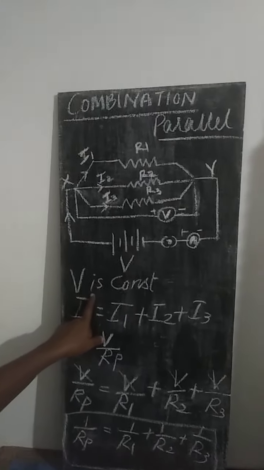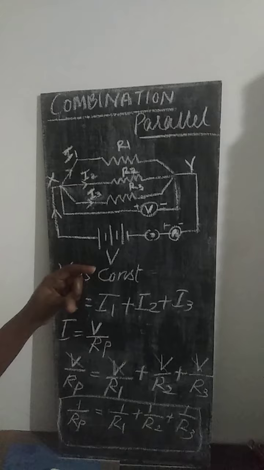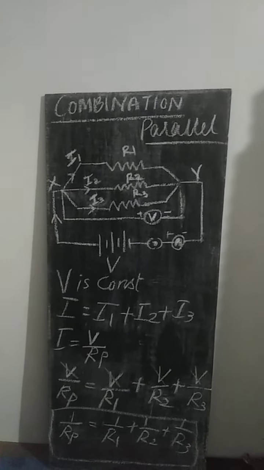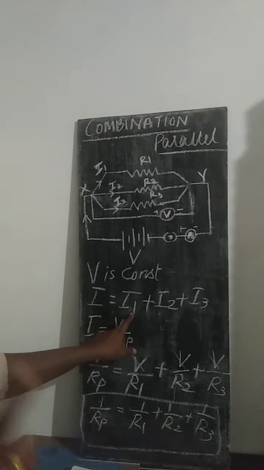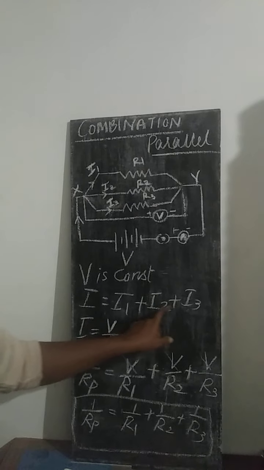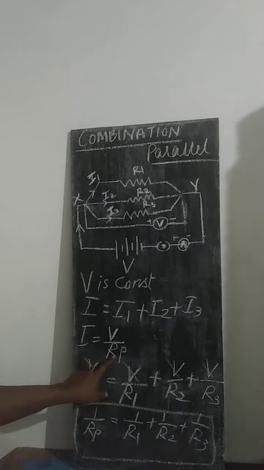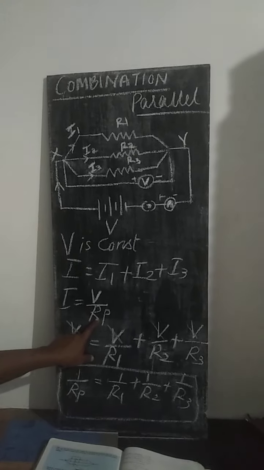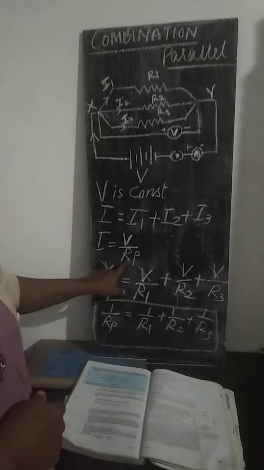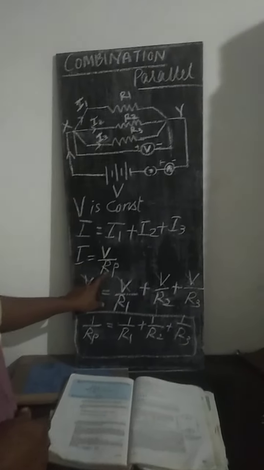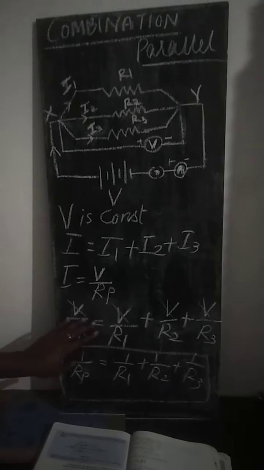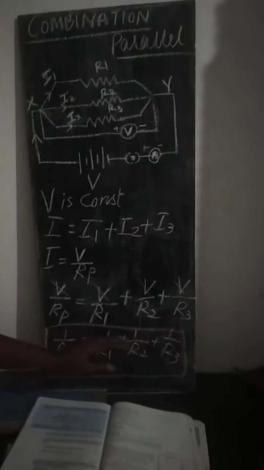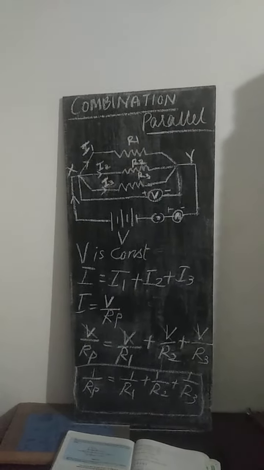So V will be common because we are applying PD across the resistances R1, R2 and R3. They are connected parallelly. So V is constant. I is not a constant because there are 3 branches for the current flow. So I1 plus I2 plus I3 is equal to V by Rp. Rp stands for the total resistance of resistances connected in parallel. There we wrote Rs, here Rp. And on applying Ohm's law to the circuit as well as on the branches, you will get the equation 1 by Rp is equal to 1 by R1 plus 1 by R2 plus 1 by R3.